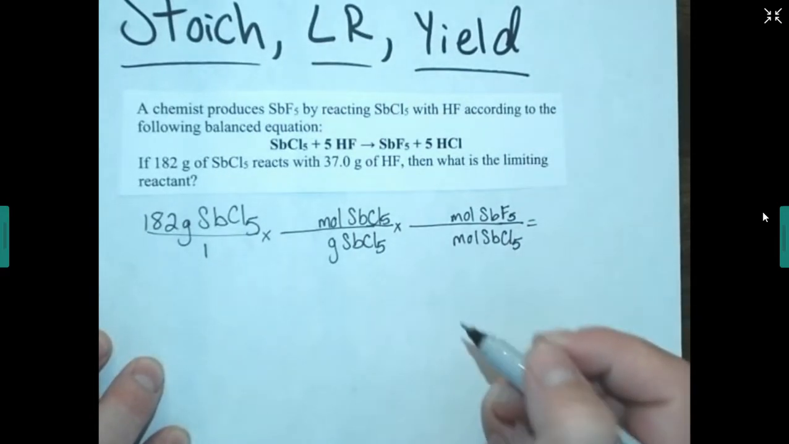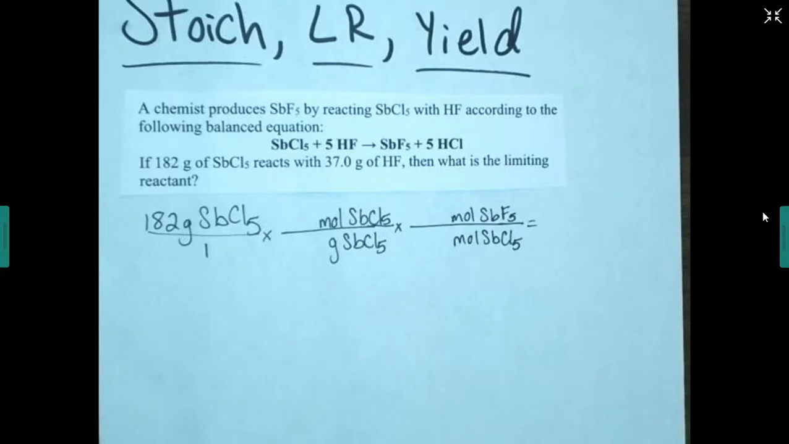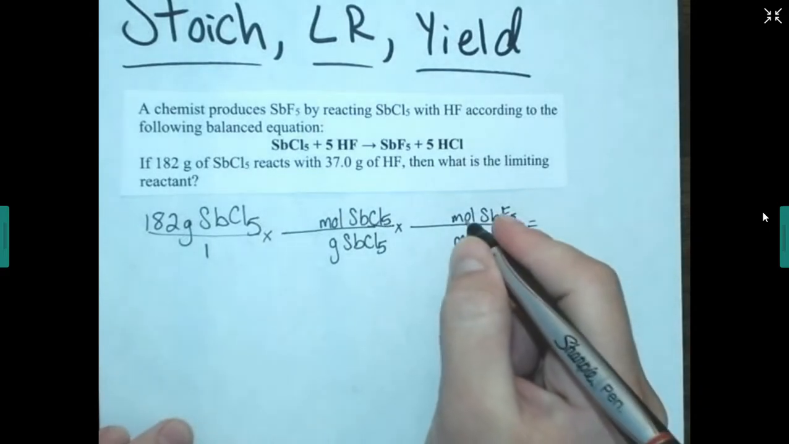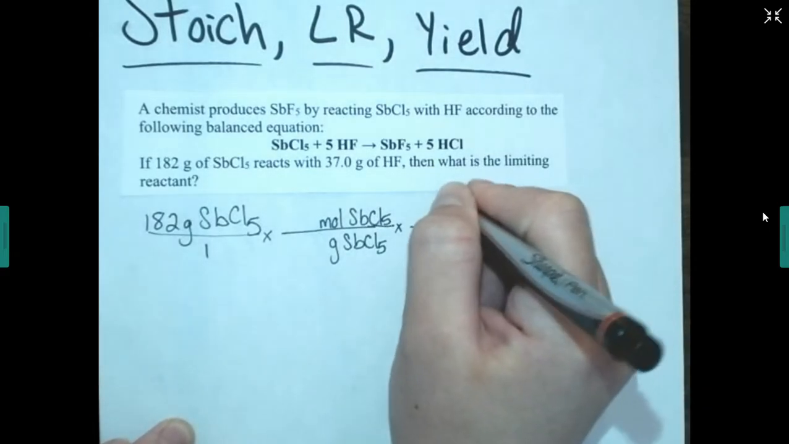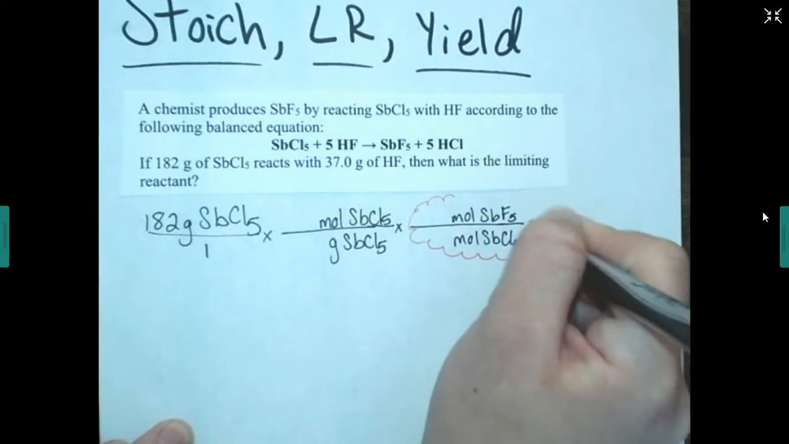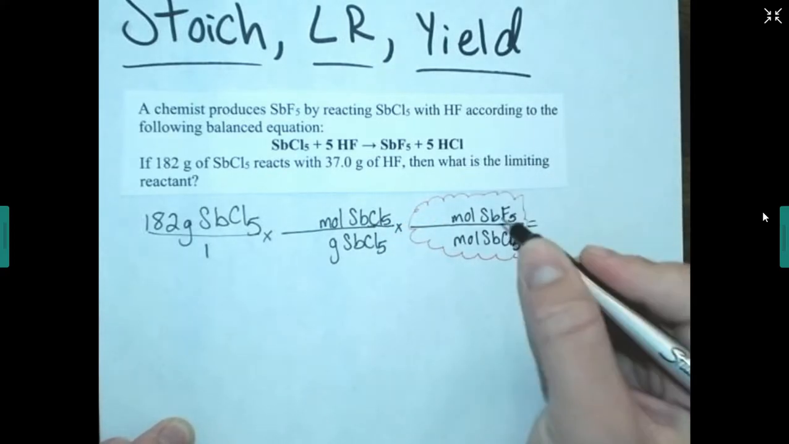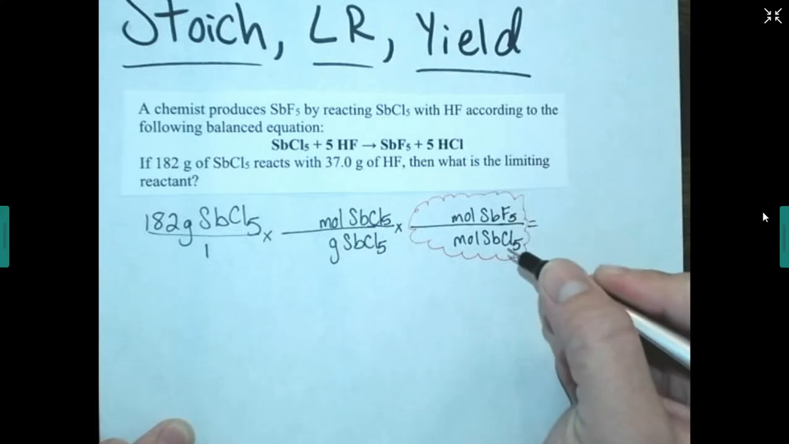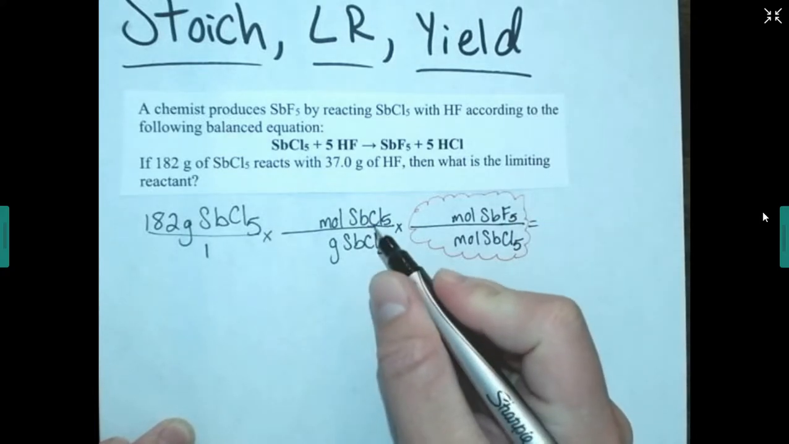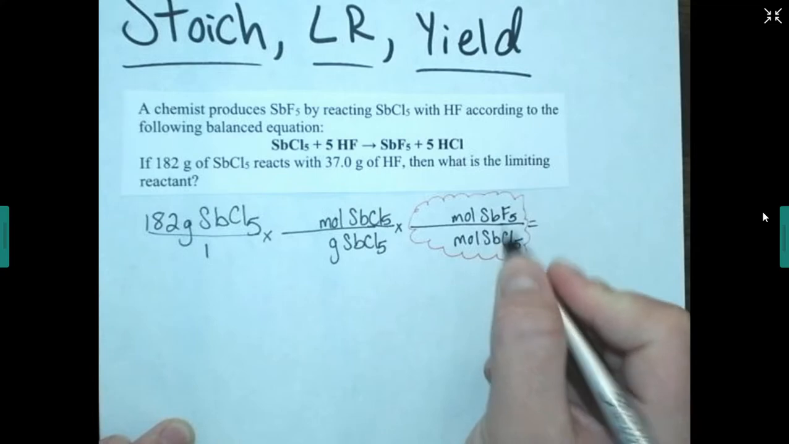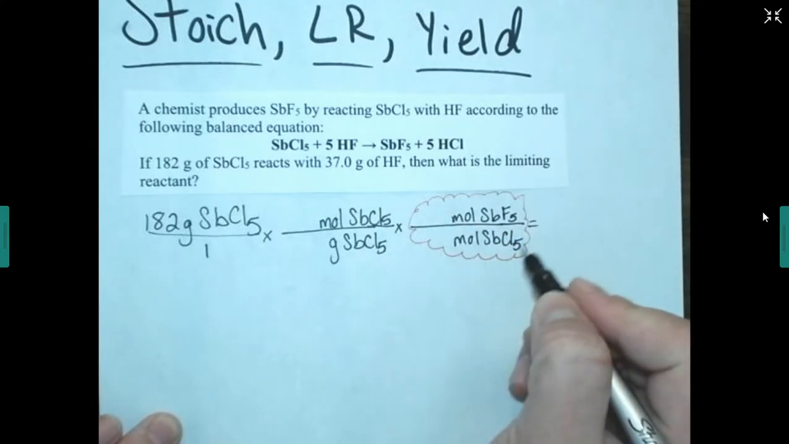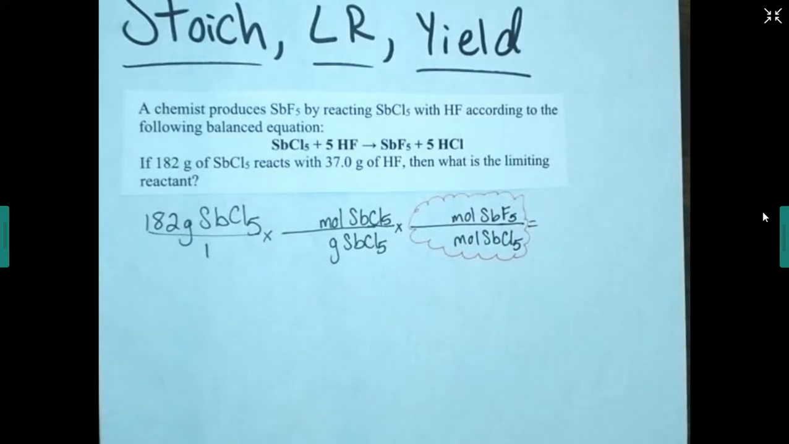Now we're going to figure out where our mole ratio is. And if you remember, wherever your mole ratio is, that's where you have moles over moles. And I like to put a little cloud around it to remind me, hey, this is a mole ratio. This is the only place you should have a different substance on the top and bottom. Everywhere else, your substance can be the same. This is the only place you can change substances. And this is where you look at your balanced chemical equation to find your coefficients.